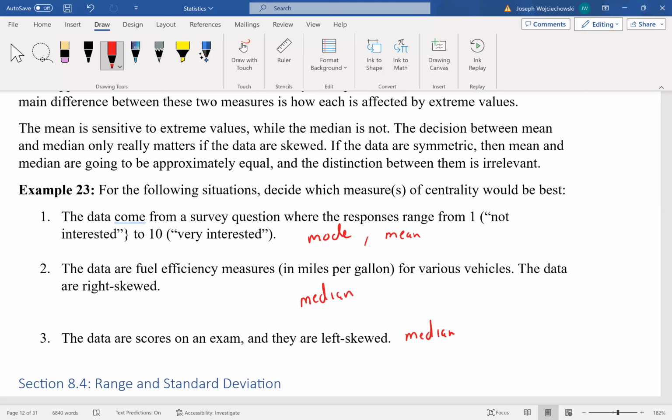So median might be the better way to go there, or mean might be the better way to go there, although mode could work as well. So it kind of gets tricky to tell. But that's it for section 8.3.